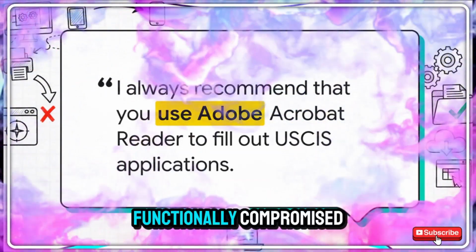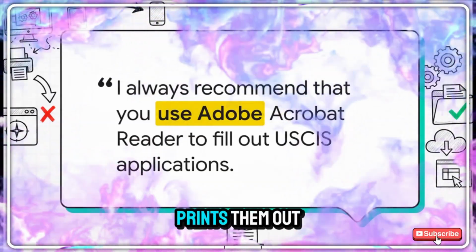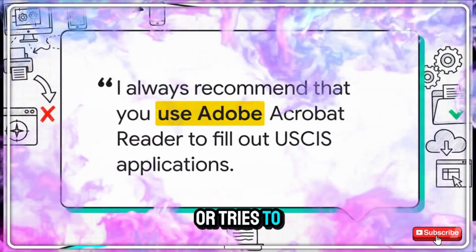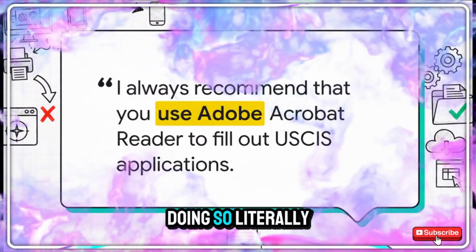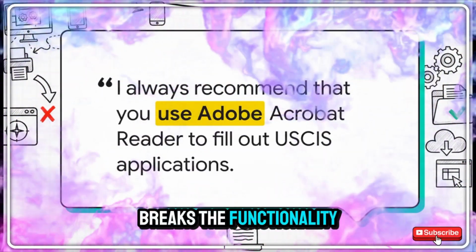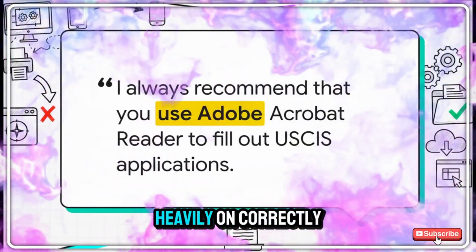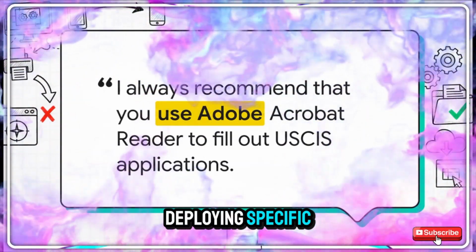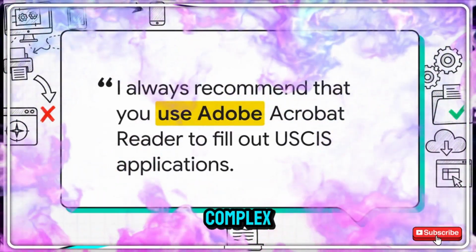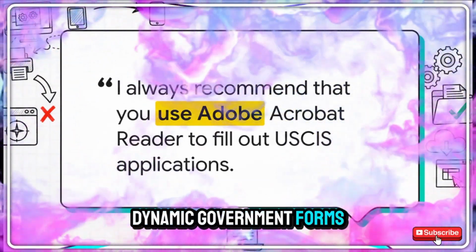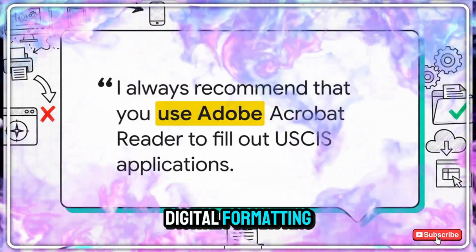These blueprints are functionally compromised if the applicant prints them out prematurely or tries to open them in an incompatible web browser. Doing so literally breaks the functionality. Successful utilization relies heavily on correctly deploying specific, albeit free, digital software to properly manipulate these complex, dynamic government forms without ruining the digital formatting.